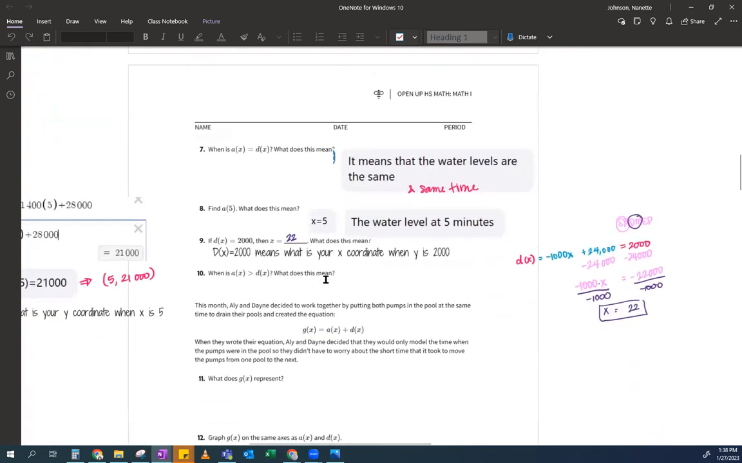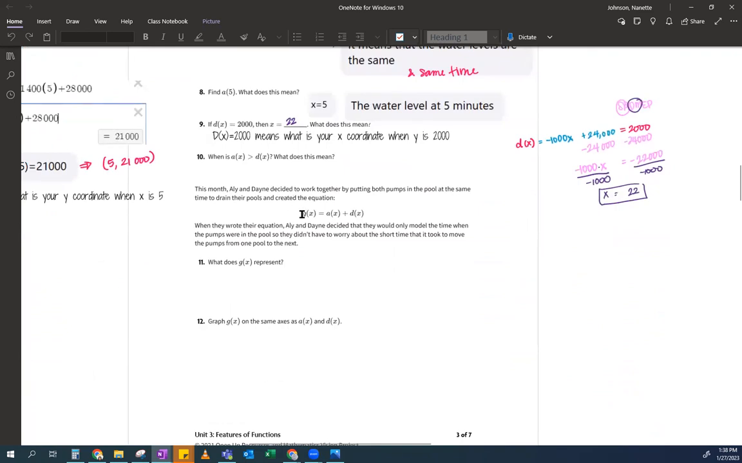All right, moving on. Okay, this month, Allie and Dane decided to work together by putting both pumps in the pool at the same time. G of X equals A of X plus D of X. Wait, what? So instead of their each pump working on its own, they decided to combine the pumps and allow the pumps to work together. Does that make sense?